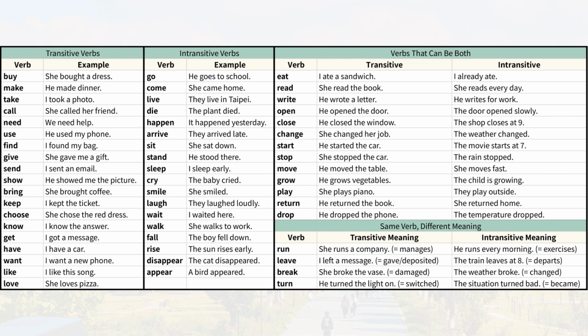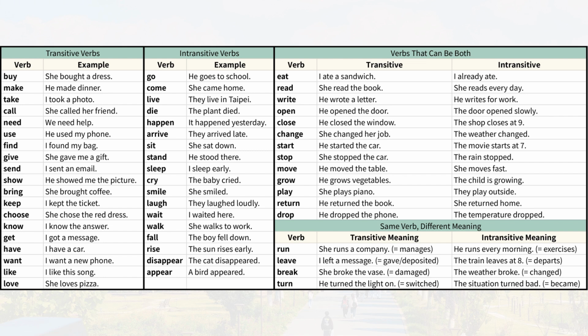Get. I got a message. Have. I have a car. Want. I want a new phone. Like. I like this song. Love. She loves pizza. Now let's move to intransitive verbs.